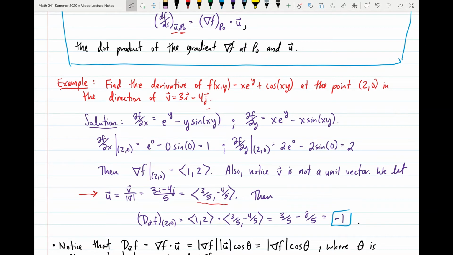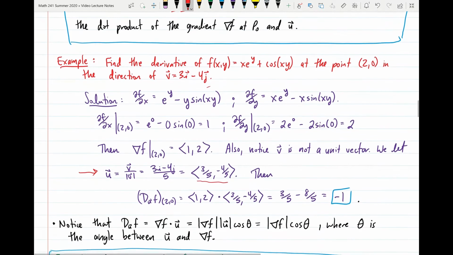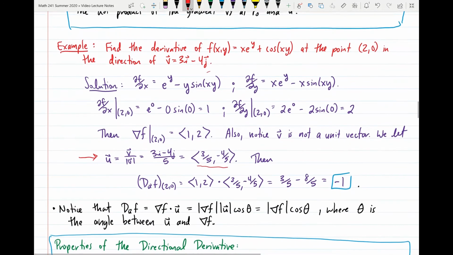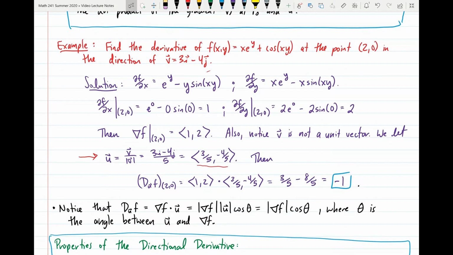For the gradient vector, we're going to need the partial derivative with respect to x and the partial derivative with respect to y. So we start off with the partial derivative with respect to x, and we get e to the y minus y times sine of xy, and then the partial derivative of f with respect to y is equal to x times e to the y minus x times sine of xy. And to find the gradient vector specifically at the point 2, 0, we're going to evaluate both of these partial derivatives at the point 2, 0.